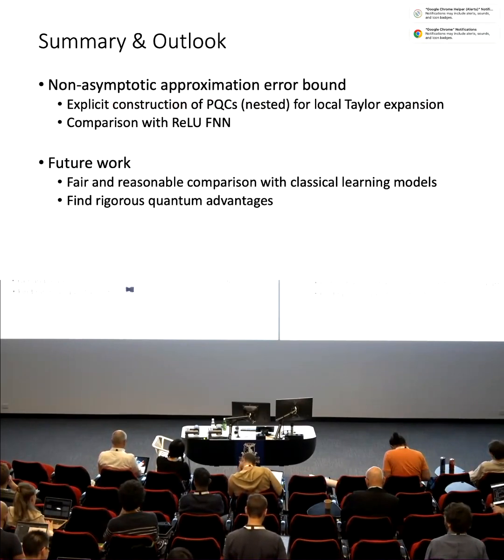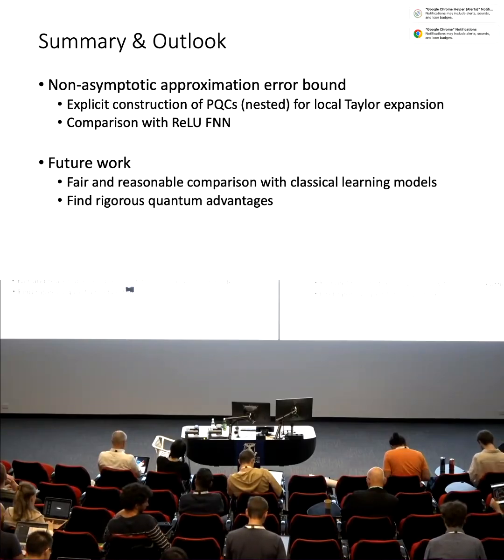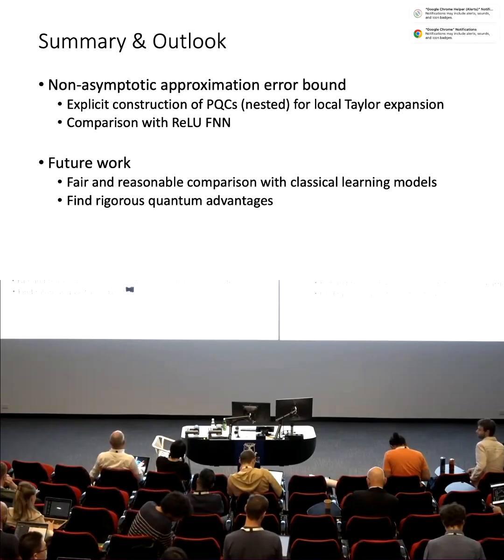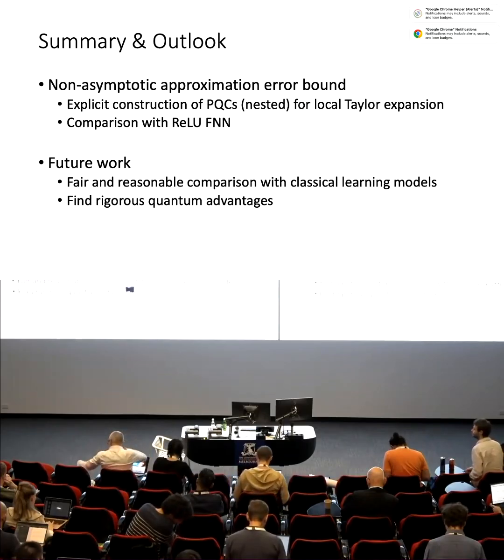So that's a summary of our work. In this work we established the non-asymptotic approximation error bound by explicitly constructing the PQC for the local Taylor expansion, and then we made a comparison with the ReLU FNN. And the future work is to make a fair and reasonable comparison with classical machine learning models, and then to find rigorous quantum advantages.